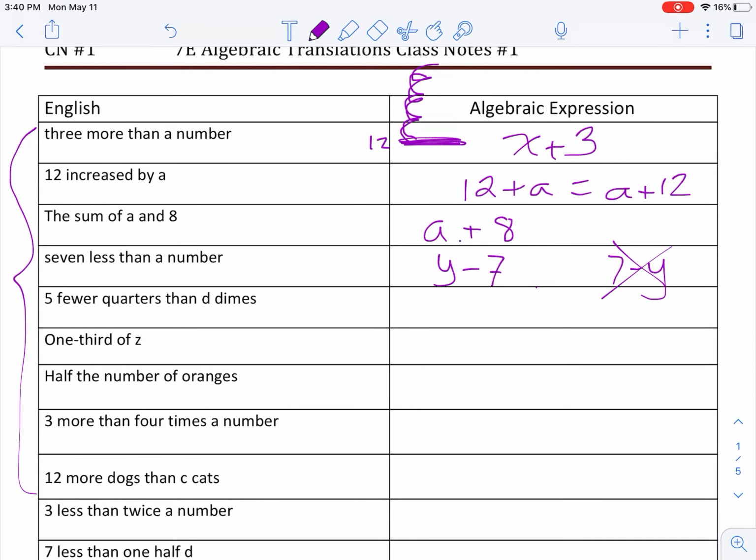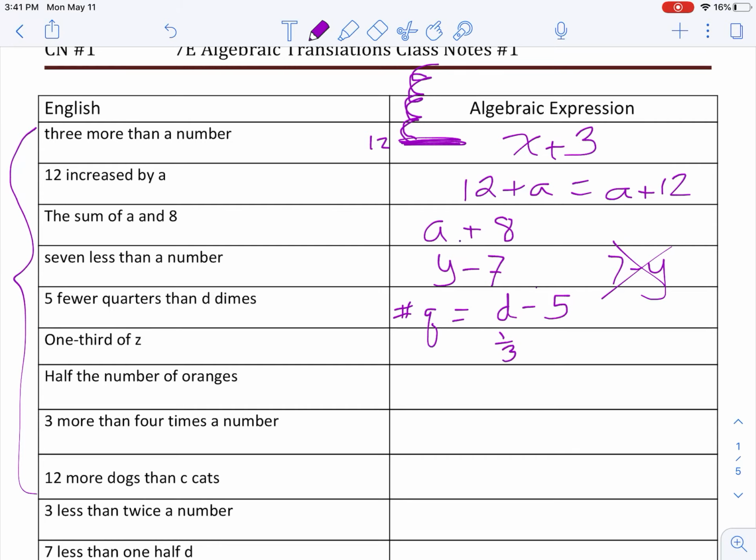And so 5 fewer quarters than d dimes. So I know I have d dimes. So I'm trying to express the number of quarters. So there's 5 fewer quarters. So it would take d dimes and I would subtract 5. And that would give me the number of quarters.